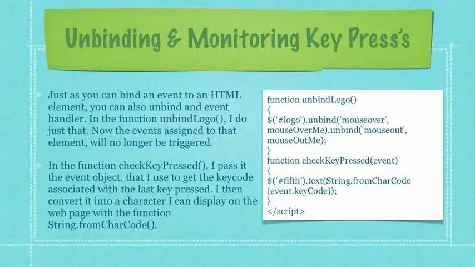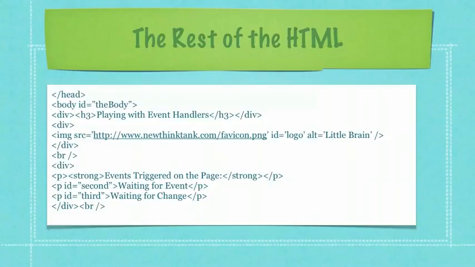Just as you can bind an event to an HTML element, you can also unbind an event handler. In the function unbind logo, I do just that. Now the events assigned to that element will no longer be triggered. In the function check key pressed, I pass it the event object that I use to get the key code associated with the last key pressed. And I'm talking about the keyboard here. I then convert it into a character I can display on the web page with the function string.fromCharCode. And here you can see the rest of the HTML that goes into the page.